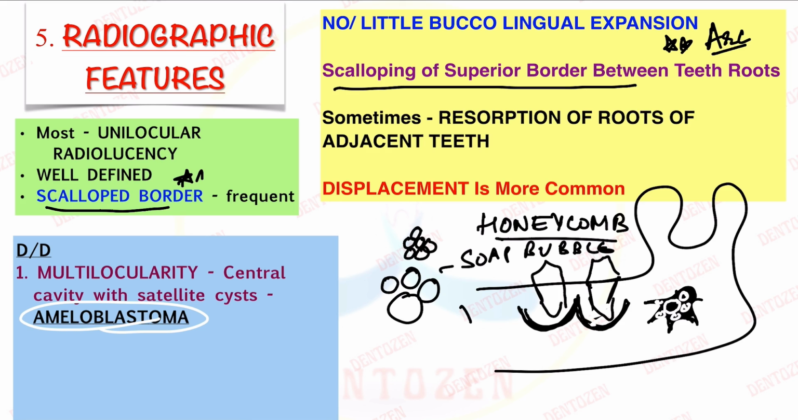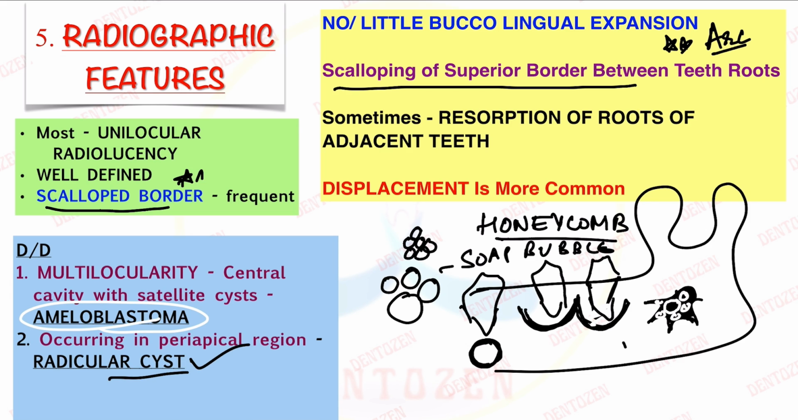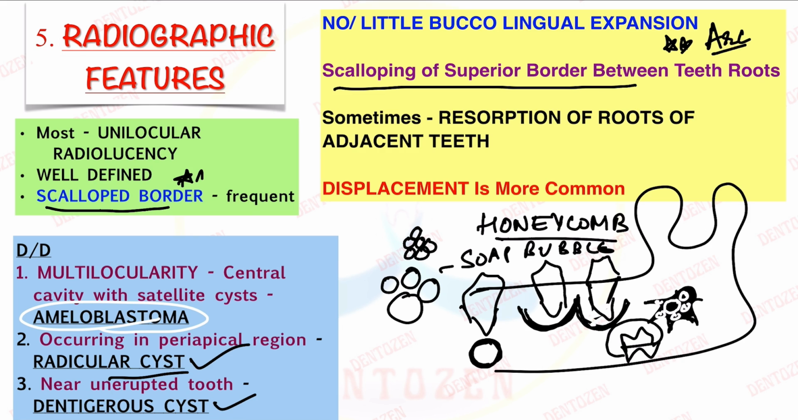Now, when it comes close to the roots of a tooth in the periapical region like this, we can confuse it with radicular cyst. And if it comes close to an unerupted tooth, then we can confuse it with dentigerous cyst. So these are the radiographic differential diagnoses.